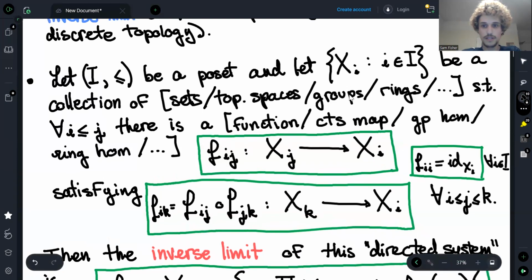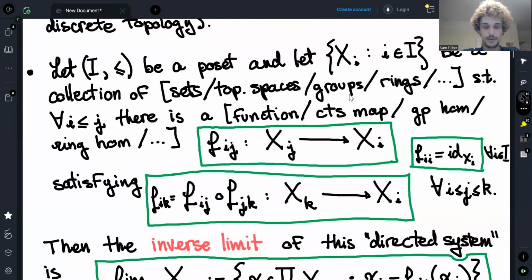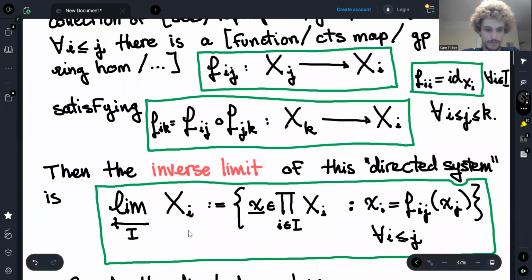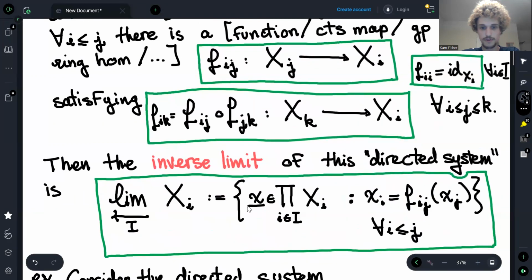Okay, so all of this data together is called an inverse system, or a directed system. This is what I've written here. And the inverse limit of the directed system is this object here. I'll give an example in a second to make it a bit clearer, but the point is the inverse limit, denoted lim inverse over i of the xi's, is a subset of the product of all the xi's. And then you ask that, for a vector x in this product, the ith component is the image of the jth component under the map fij whenever i is less than or equal to j. So it's like a compatible choice of elements from all the xi's that gives you a single element of the inverse limit.